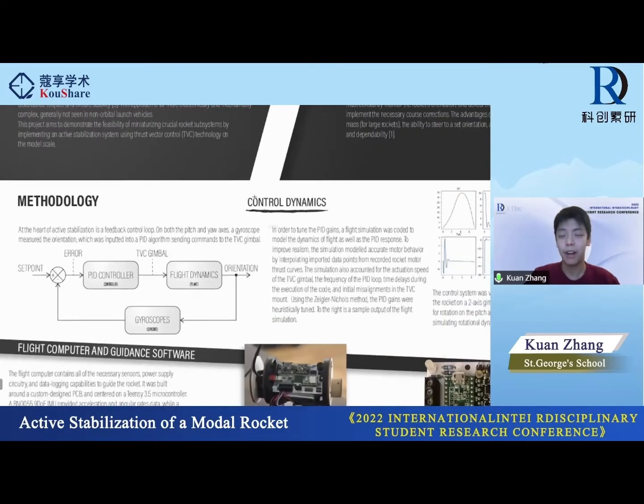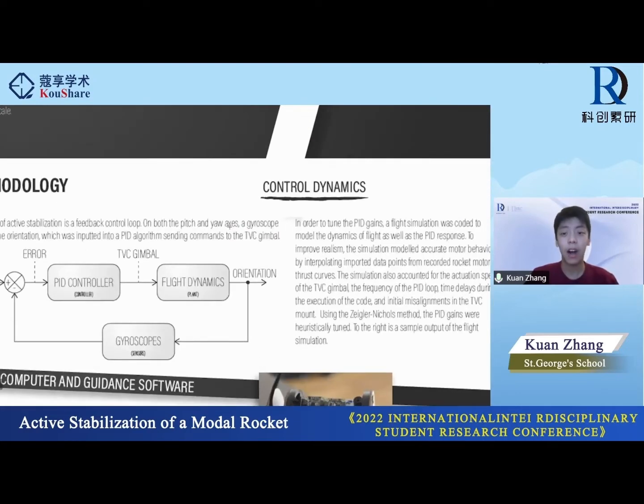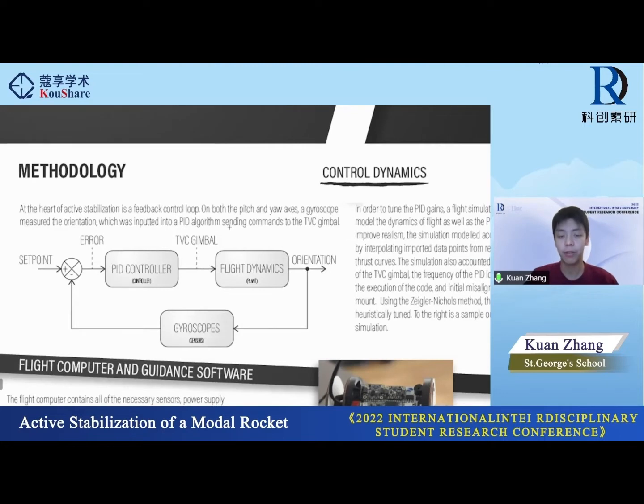The control dynamics are one of the most major parts of it. This is essentially the algorithms that tell the rocket how to correct for a given deviation in its orientation, what output to send to the TVC gimbal, how to correct for that. At the heart of active stabilization is a feedback control loop. A diagram of that is shown below, the control logic of the rocket. On both the pitch and yaw axes, a gyroscope measured the orientation, which was inputted into a PID algorithm sending commands to the TVC gimbal.